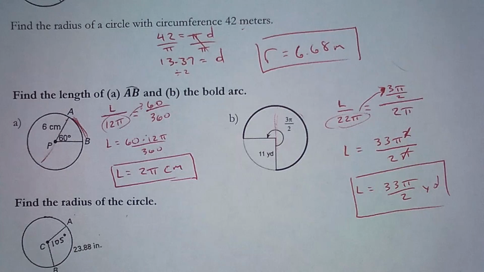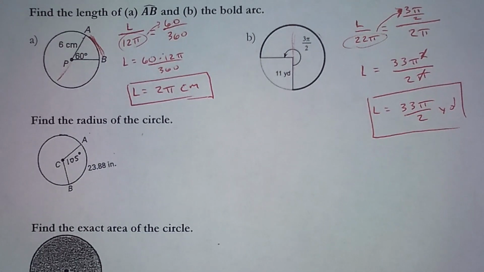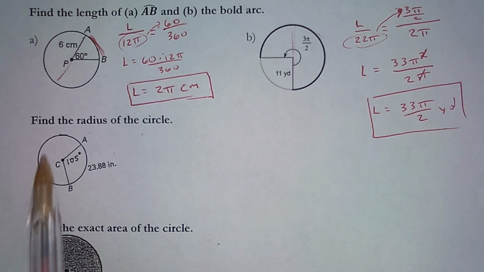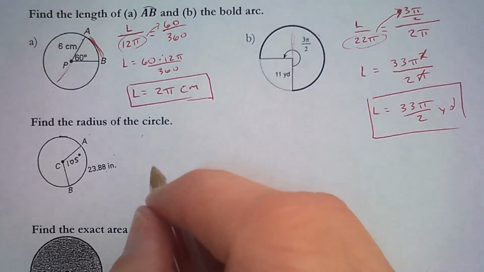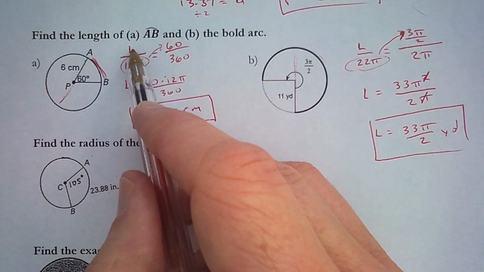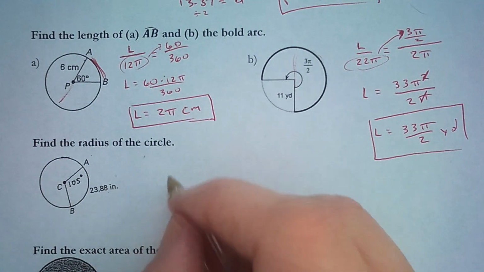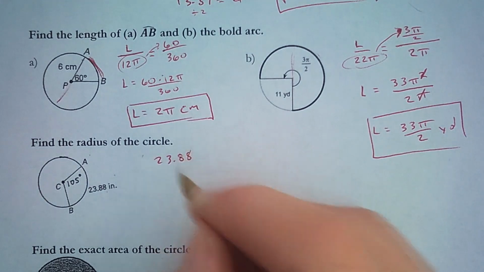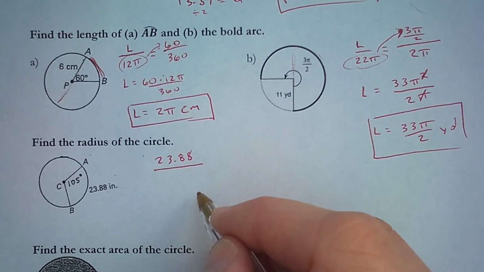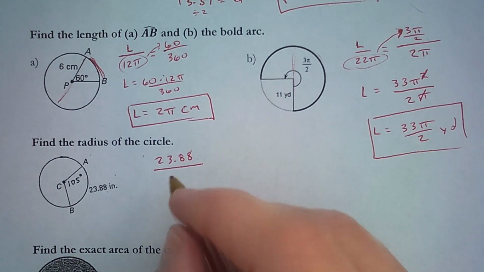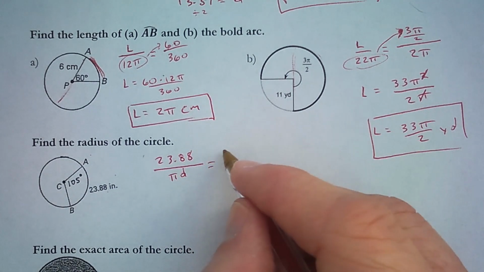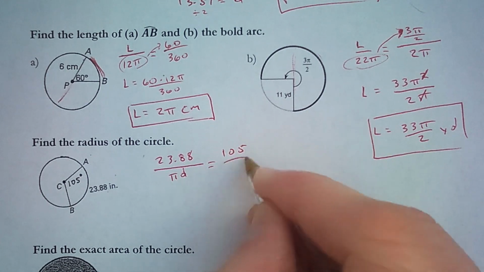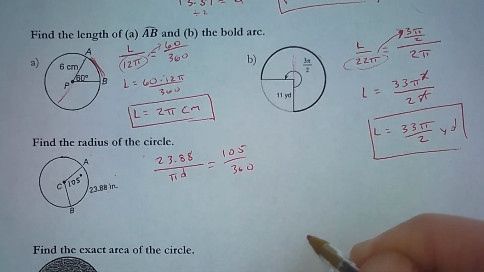Okay, so that's circumference and arc length. Next up we have find the radius given an arc length. So we'll use that same formula. Where we have length here, we'll put this length. The length of the arc is 23.88 over the circumference of the circle, which we don't know, so that's pi times diameter, equals the number of degrees, 105, out of 360.